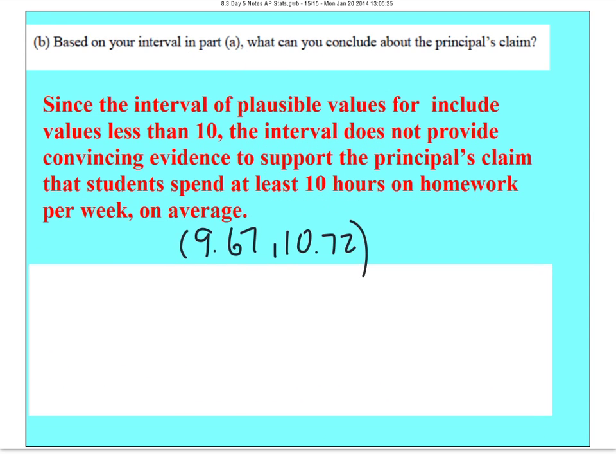What we'd have to say is this. Since the interval of plausible values includes values less than 10, the interval does not provide convincing evidence to support the principal's claim that the students spent at least 10 hours on homework per week on average.